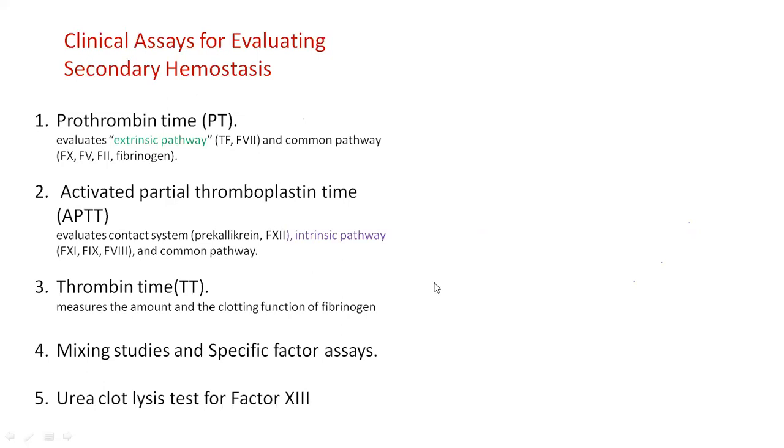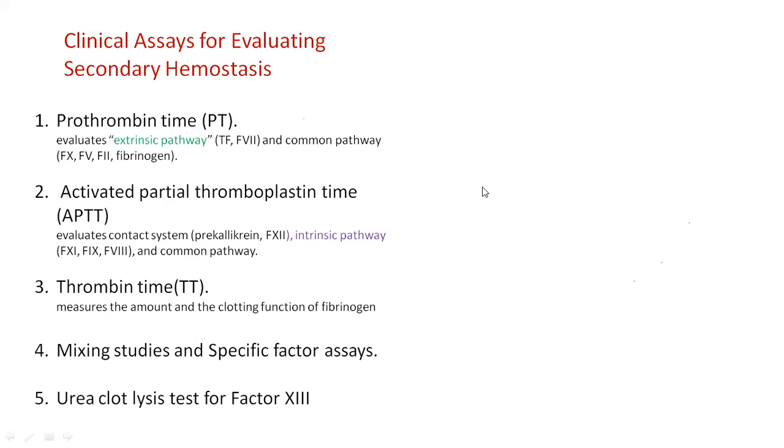Once you find that it is a factor deficiency, then you need to do specific factor assays. Based on whether the prolongation is with the prothrombin time, the APTT, or the thrombin time, you need to send the factor assay. If you have prolongation of APTT, what factors are you going to send? 8 and 9. Isolated prolongation: 8, 9, 11, 12. Most commonly it's 8 and 9. 11 and 12 are very rare. Sometimes factor 12 can cause some delayed bleeding, but 8 and 9 you have to remember.